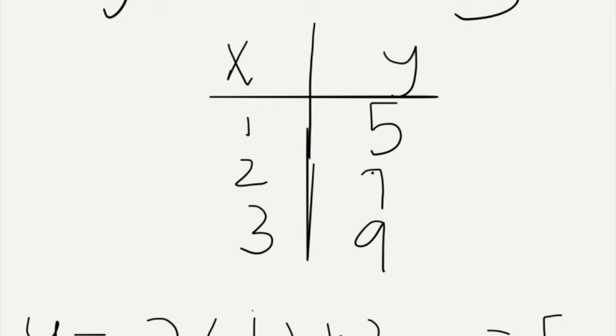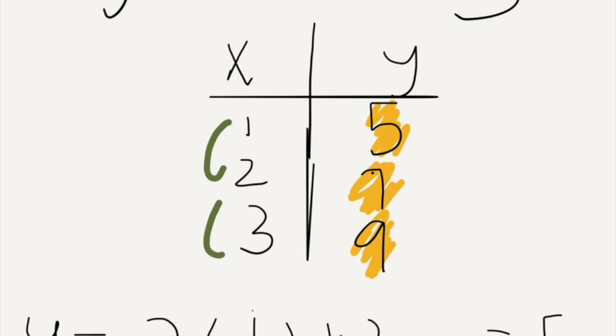Now we can see that when x is 1, y is 5. When x is 2, y is 7. And when x is 3, y is 9. So what does this tell us? Going back to what I said, to be a linear function, a constant change in x must correspond to a constant change in y. Let us check if this rule applies to our equation.